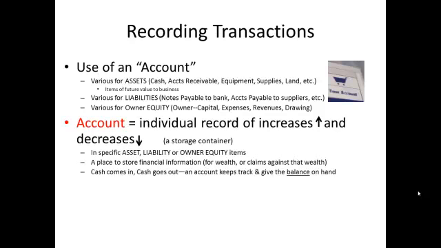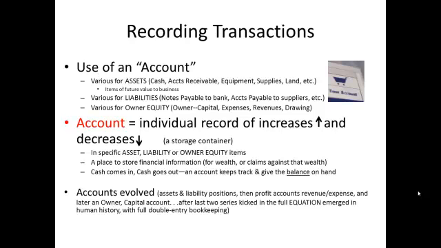So an account is an individual record of increases or decreases. The account is in effect a storage container for a specific asset, liability, or owner equity item. It's a place to store financial information. For instance, taking cash alone, cash comes in, cash goes out. The account keeps track of the balance in cash at any particular time. The use of accounts evolved. Assets and liabilities came first, and profit and loss accounts came second, and lastly, the owner capital account developed. It was at this point that the full accounting equation emerged, and with it, double entry bookkeeping.